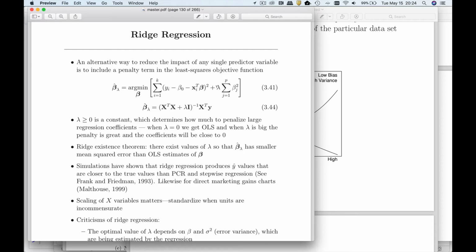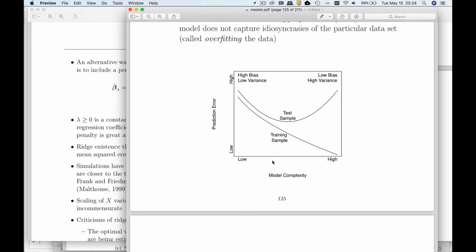Now, we're imposing a penalty term, lambda. Now, this lambda is under your control, and it's this lambda that's going to allow you to control the model complexity.